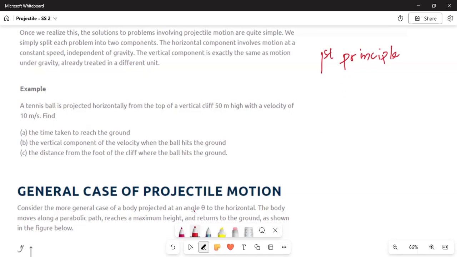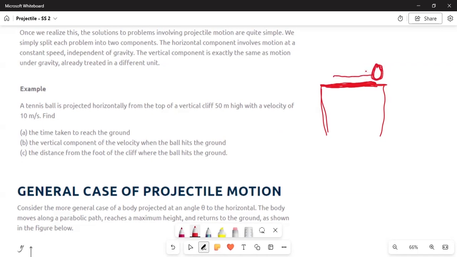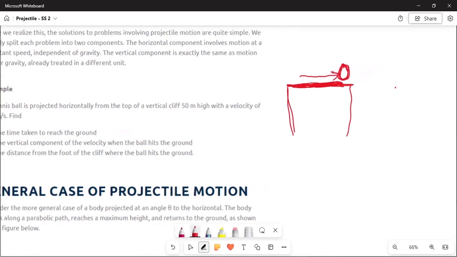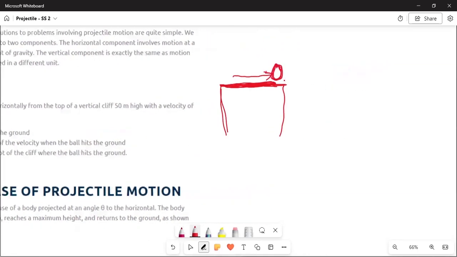So let me try and represent this in a diagram for a better understanding. So this is the cliff. A cliff is a platform, just like, let me say, a hill. Now, on this cliff, you have a tennis ball, and somebody projects the tennis ball horizontally. Because of this initial velocity along the horizontal axis, you expect the tennis ball, when it is coming down, to trace this type of path and then land on the floor. It traces this curved path because of that initial velocity of projection.